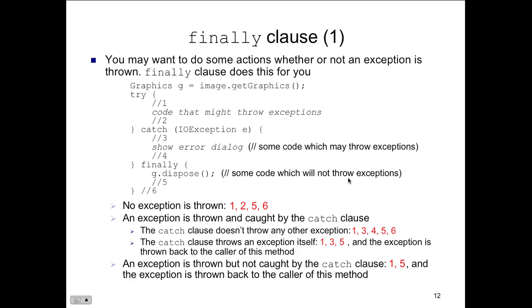So some code which will not throw exceptions occurs, and some code that may throw exceptions is in between. If no exception is thrown, we get 1, 2, 5, 6. What is this doing here? Show dialog, error dialog. Okay, whatever. Those are the steps: 1, 2, 5, 6. Anyway, if an exception is thrown, one of the catch clauses is going to be executed, and then we're going to get the last one. If an exception is thrown but not caught by the catch clauses, 1 and 5, the exception is thrown back to the caller of the method.